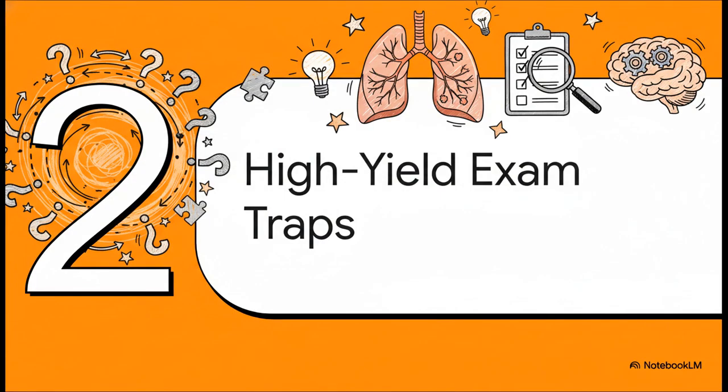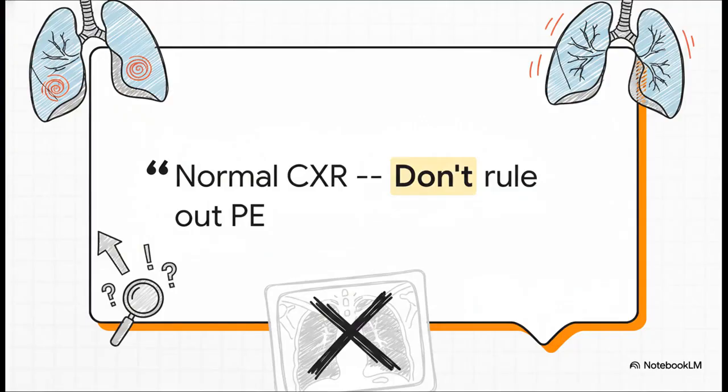Okay, let's get into the good stuff. Let's talk about the classic exam traps. These are the little details that test writers love to throw in to see if you're really thinking, not just memorizing. This is a massive one. Seriously, burn this into your brain. The question will describe a patient who is just screaming PE, and then they'll casually mention, oh, by the way, the chest x-ray is totally normal. That's not a reason to back off your diagnosis. It's a reason to be more suspicious. The most common finding on a chest x-ray in a PE is a normal chest x-ray.